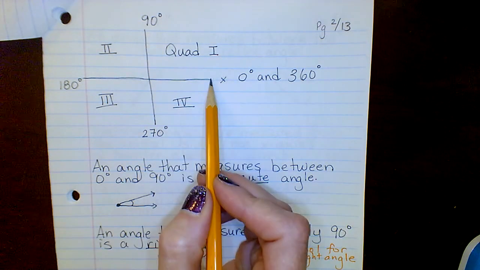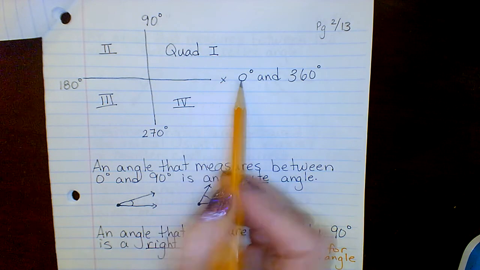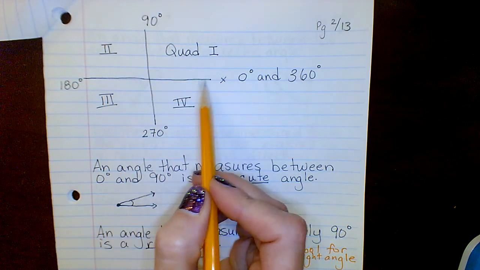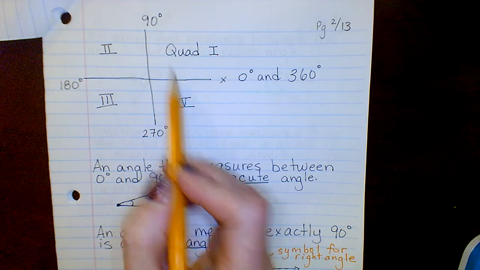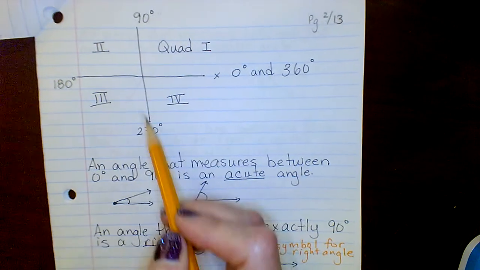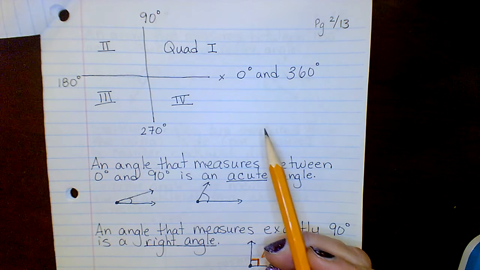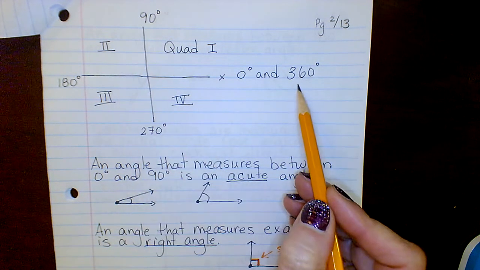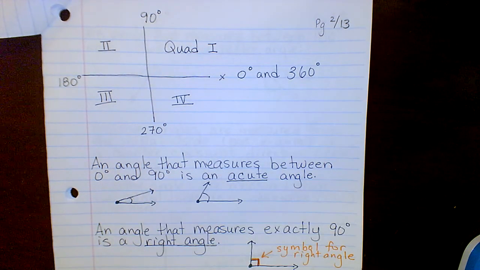So we get that starting here, we're at 0. Up here, that's 90 degrees from this initial side. From the initial side over to here is 180. And you can just see how these go in 90 degree increments. So one trip all the way around is 360 degrees.